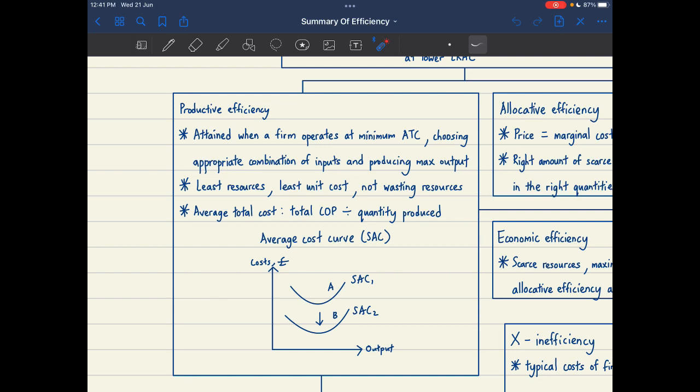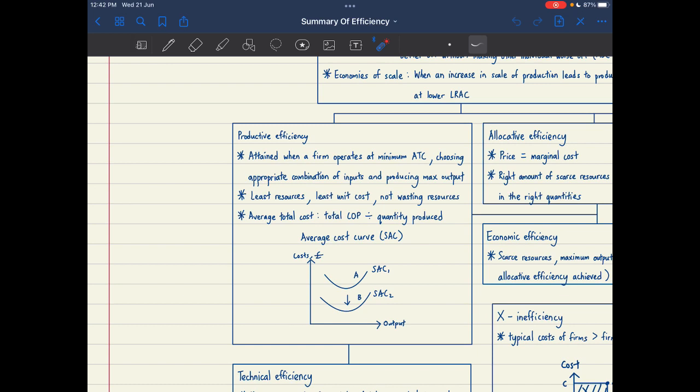I will have more resources, and I am able to allocate more capital equipment and produce the same amount of goods. In this case, I'll be able to shift my SAC curve from SAC1 to SAC2, so I'll be able to incur a lower cost. The average total cost is calculated by taking your total cost of production divided by the quantity produced. The ATC itself is the average total cost used to produce one unit of good. Okay, and this is how productive efficiency works: I produce this amount of goods, and I am able to produce it at the lowest price possible.